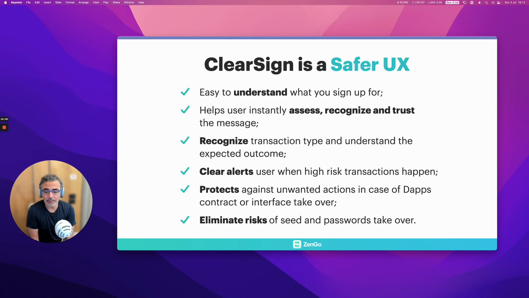And it eliminates completely the risk of seed and password takeover, because ZenGo is working without seed phrase and without password. So if you're getting phished and someone asks you to share your password or your seed phrase on ZenGo, well, there's nothing to share because there's nothing there.